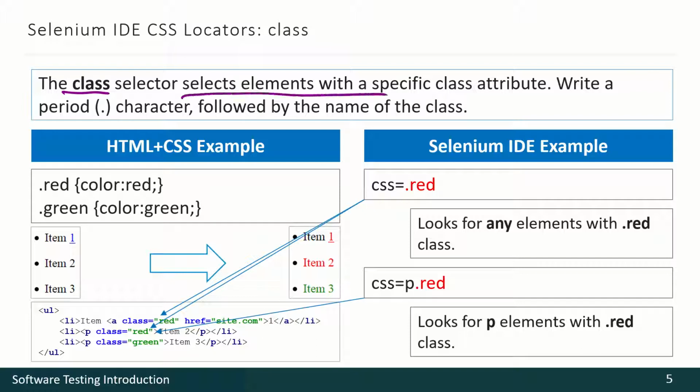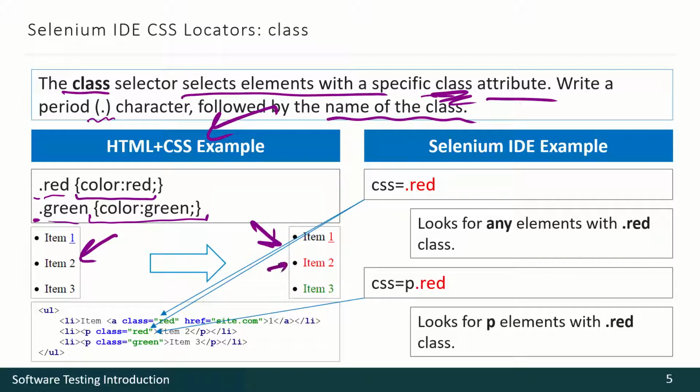Class selector selects elements with a specific class attribute, and we have to write the period character followed by the name of the class. Here's the CSS and HTML example. Here's the period and name of the class. Again, period and name of the class, and some rule inside like color red or color green. Here's the before, here's the after. We see red here, green here. Why is it so? Because we are applying those classes like red here, here, and green here.